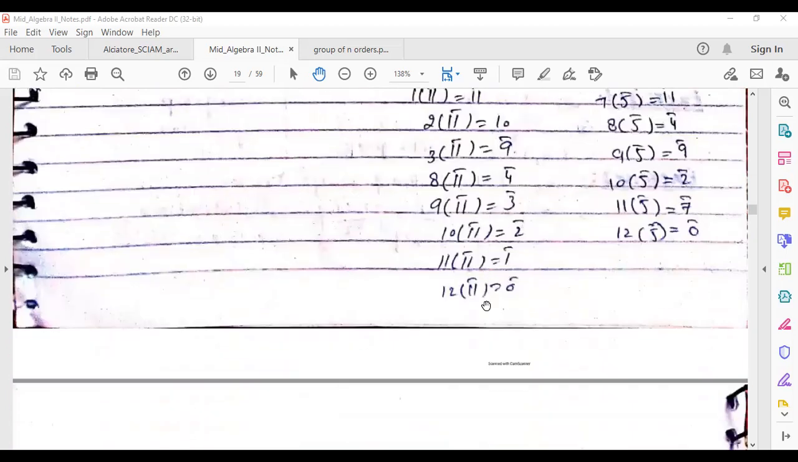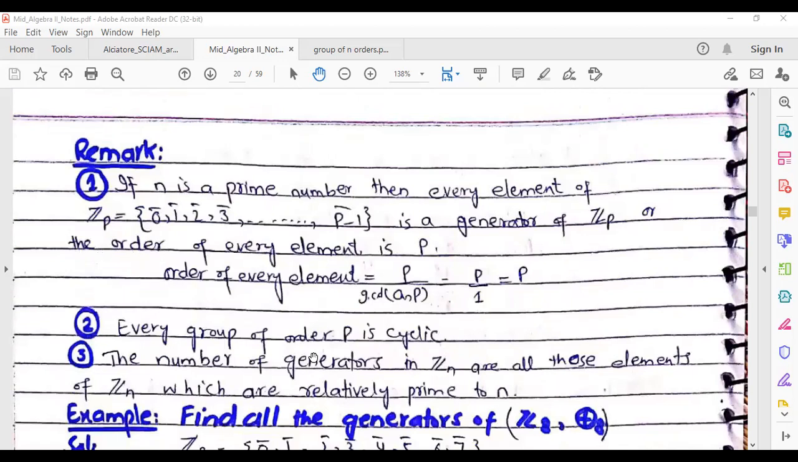So after that, see these three important remarks. If n is a prime number, then every element of Zp is a generator of Zp. For example, if you have Z3, Z5, Z7, meaning prime numbers, so Zp where p is a prime number, all the elements are generators. Here, as you see in Z3, 3 is prime, so in Z3 all the elements are generators of that set.